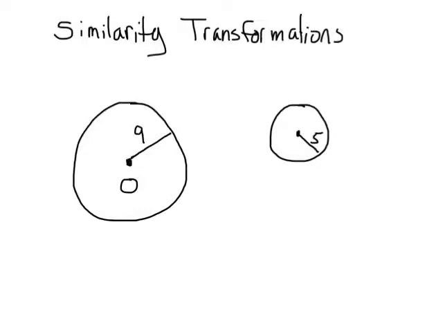Now we can also talk about similarity transformations. These are used to describe the set of rigid motions and dilations to map one image to another. So if you look at the two circles here, one thing you have to remember is that all circles are similar, all of them. All circles are similar.